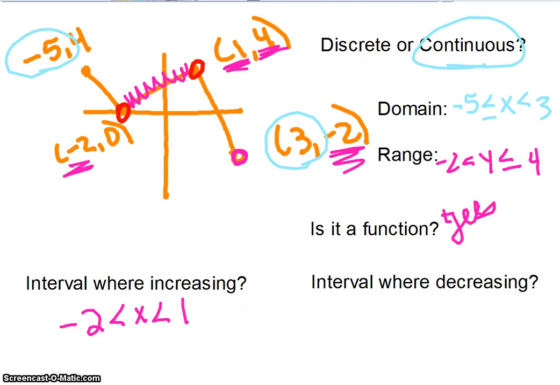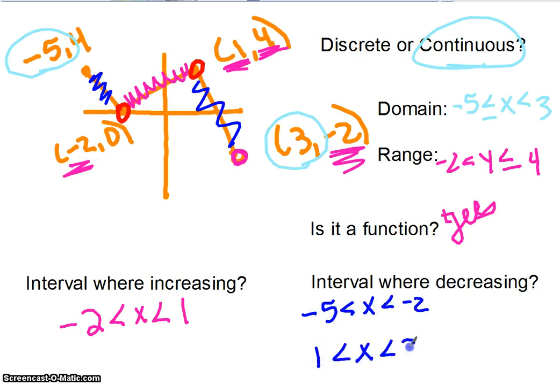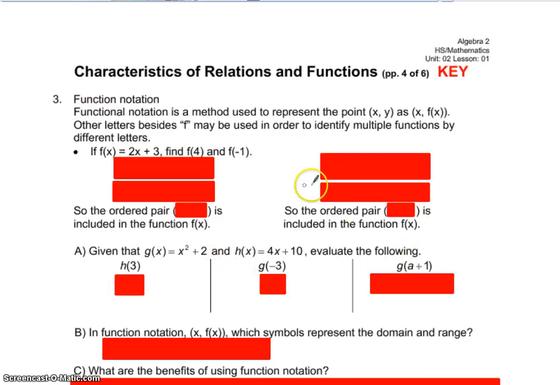Interval where it's decreasing, there are actually 2. Here's one and here is another. So using your x values, -5 is less than x is less than -2. And then 1 is less than x is less than 3. Pulled my x values for both of them. You're going to have to do this on the assignment. Make sure you got that.